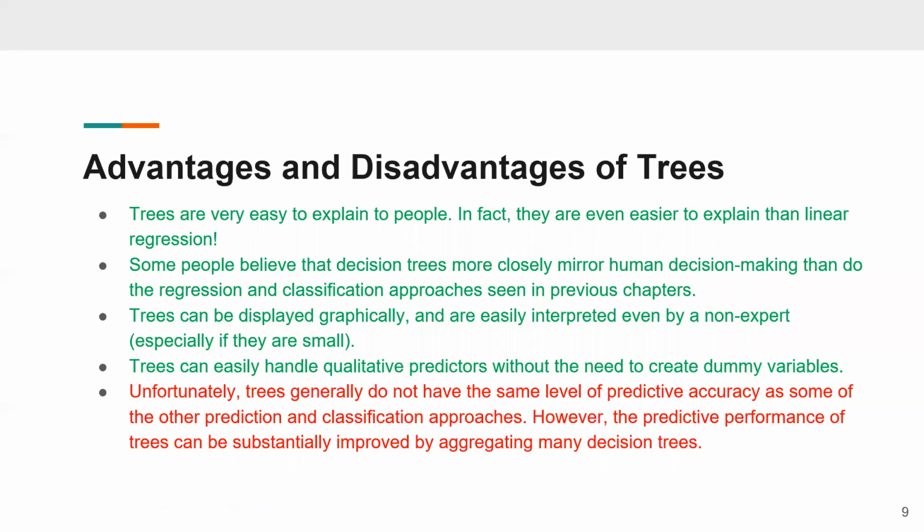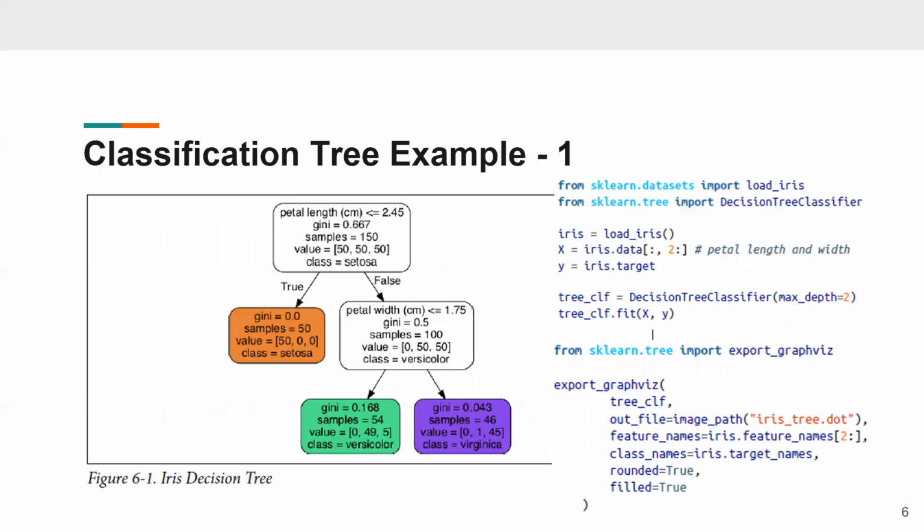Let's think about what are the advantages and disadvantages of trees. Trees are very easy to explain to people. In fact, they're even easier to explain than linear regression. So as I just mentioned here, you can see, okay, I have two variables. One of them is petal length, second one is petal width. The first thing I did was petal length. Using petal length, I would be able to split the data. And then for this particular node, I would be able to use petal width to split the data.